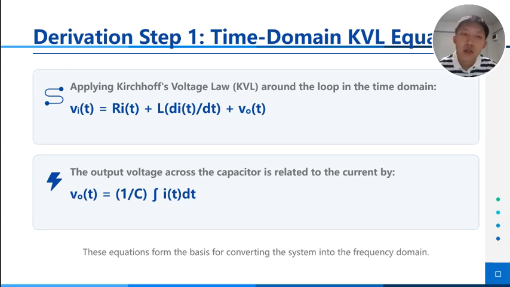To derive the transfer function, we start by applying Kirchhoff's voltage law in the time domain. This gives us the equation. The input voltage equals the sum of the voltage drops across the resistor, inductor, and the capacitor. The voltage across the capacitor is also defined as the integral of the current divided by the capacitance.